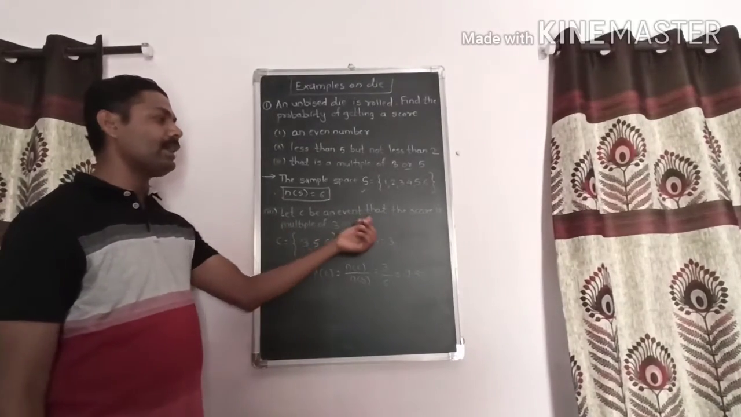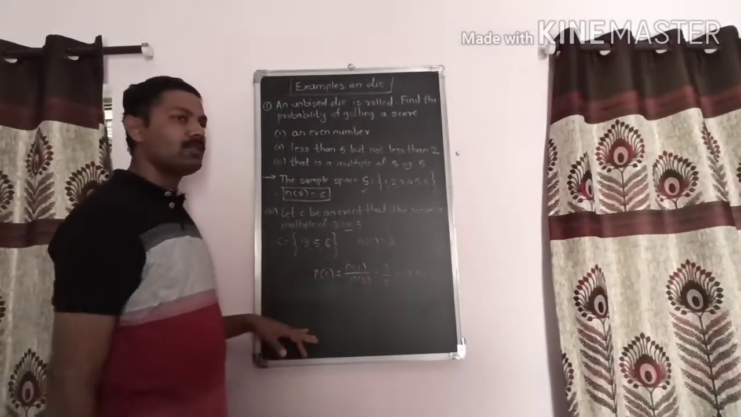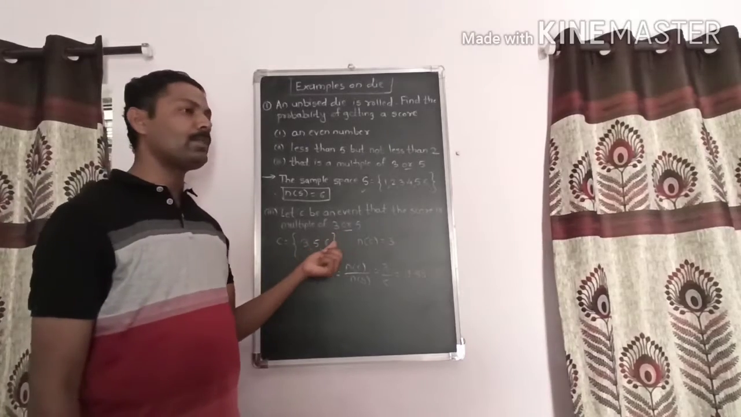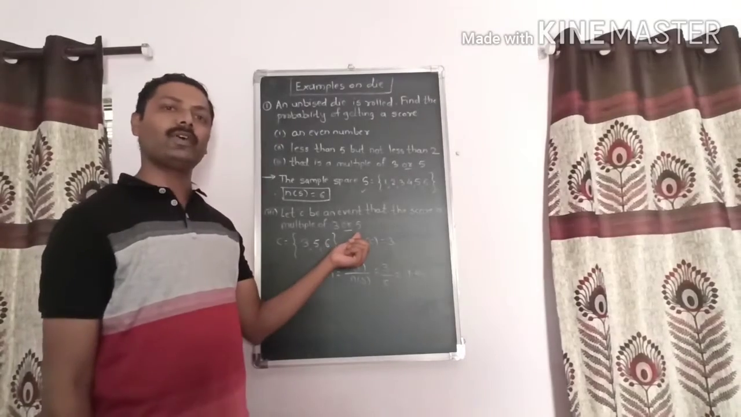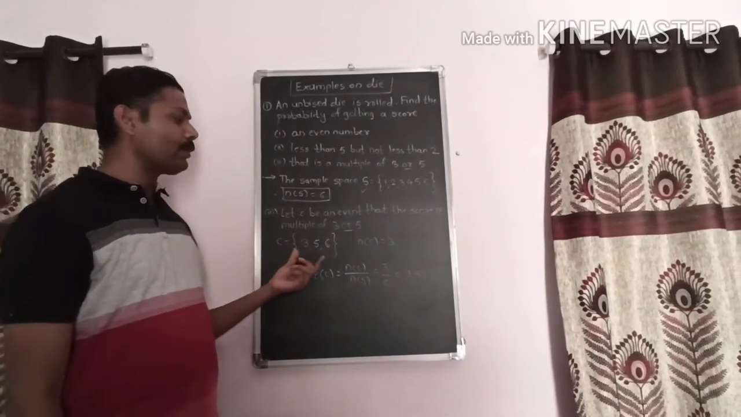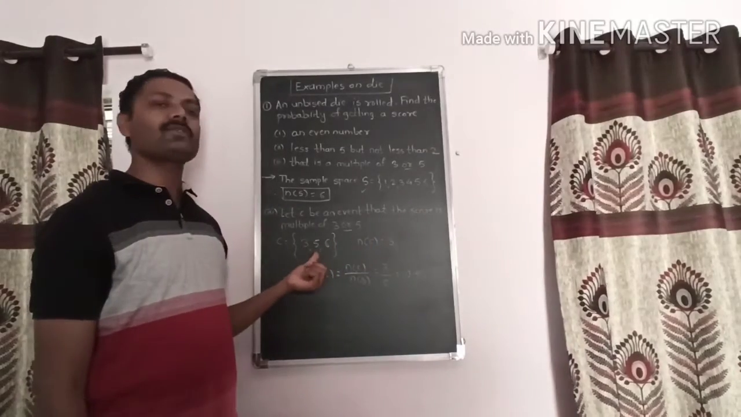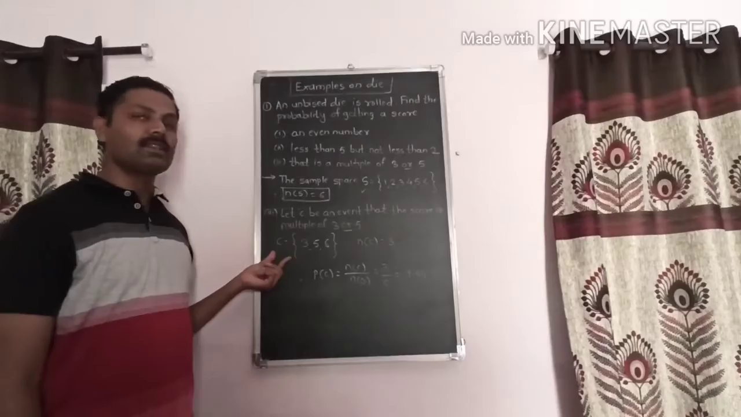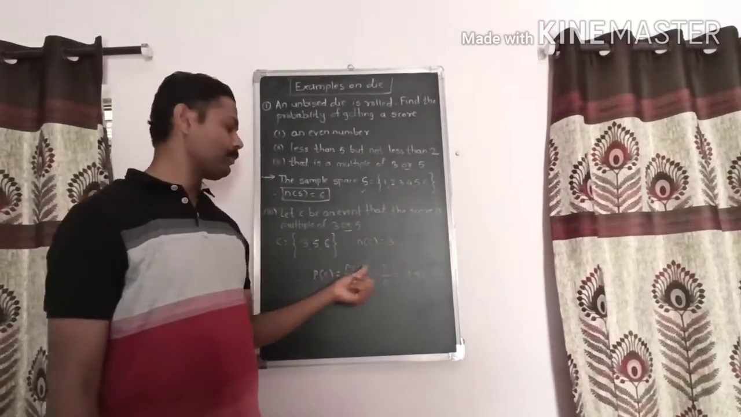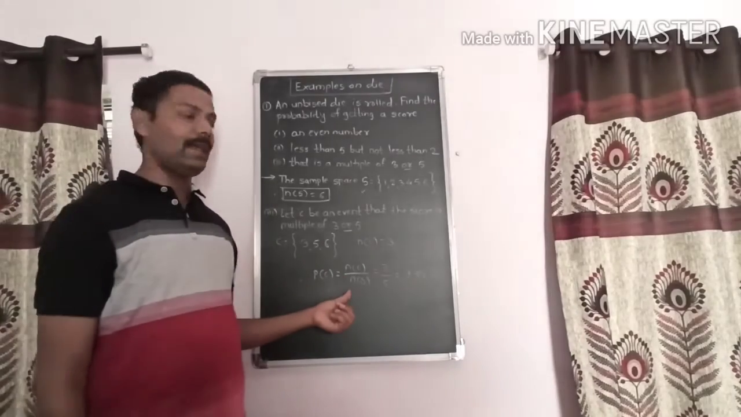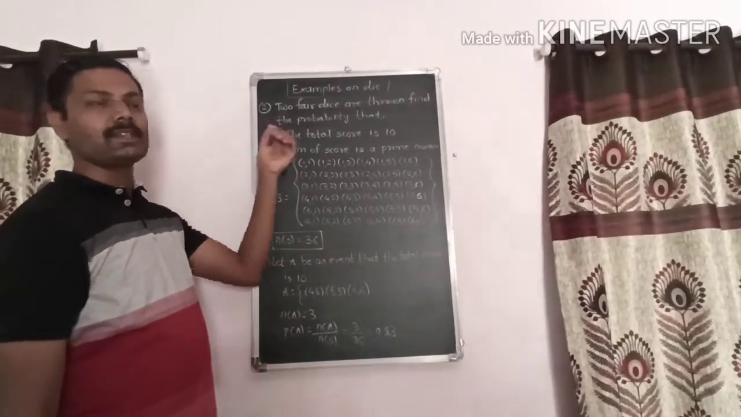Let C be an event that the score is multiple of 3 or 5. Multiple of 3 or 5 means we have to select the numbers which are multiple of 3, and multiple of 5, both. Okay, so multiple of 3 means we have two numbers 3 and 6, and multiple of 5 it is 5. So finally we have C is equal to 3, 5 and 6. So n of C is 3 here. P of C is n of C divided by n of S. It is 0.50.